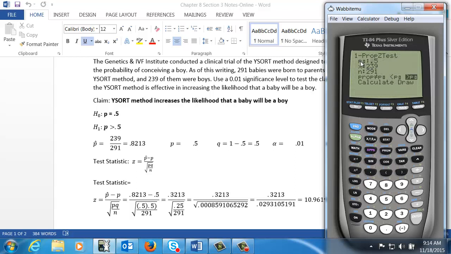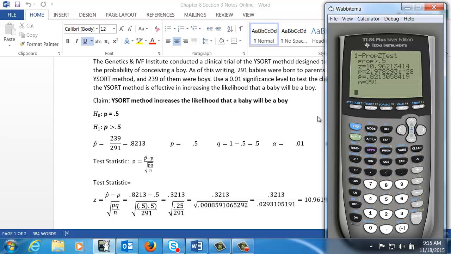It asks us for p sub 0, which is the null, which in this case is 0.5. X is the number of successes in our sample, so the number of babies that were conceived boys, 239. N is the number in the sample, so 291. So you want to put that information in terms of your problem. And then you want to choose which type of alternative hypothesis you're using. So you've got not equal to, less than, and greater than. In this case we want greater than. And then go down and hit calculate, and voila.